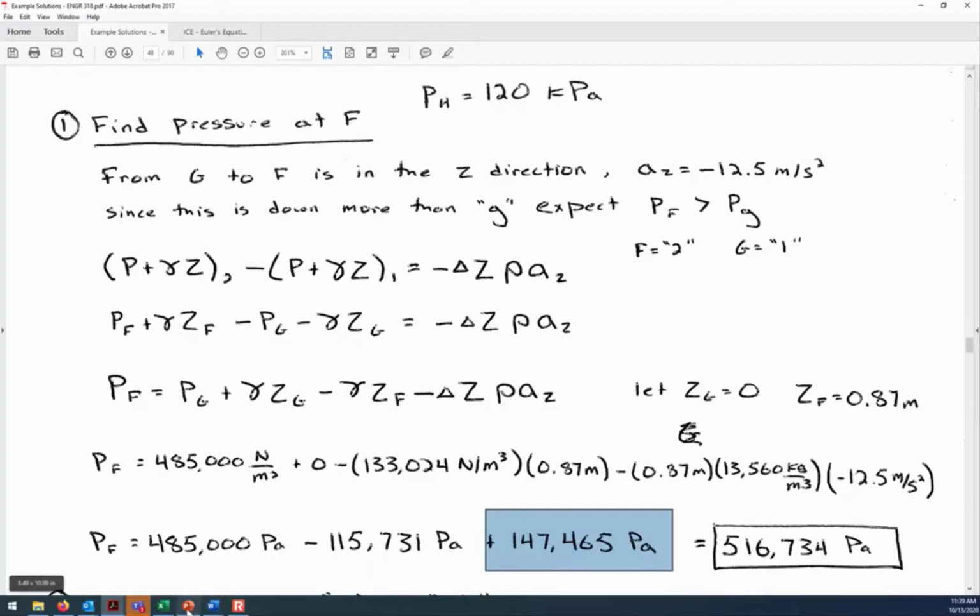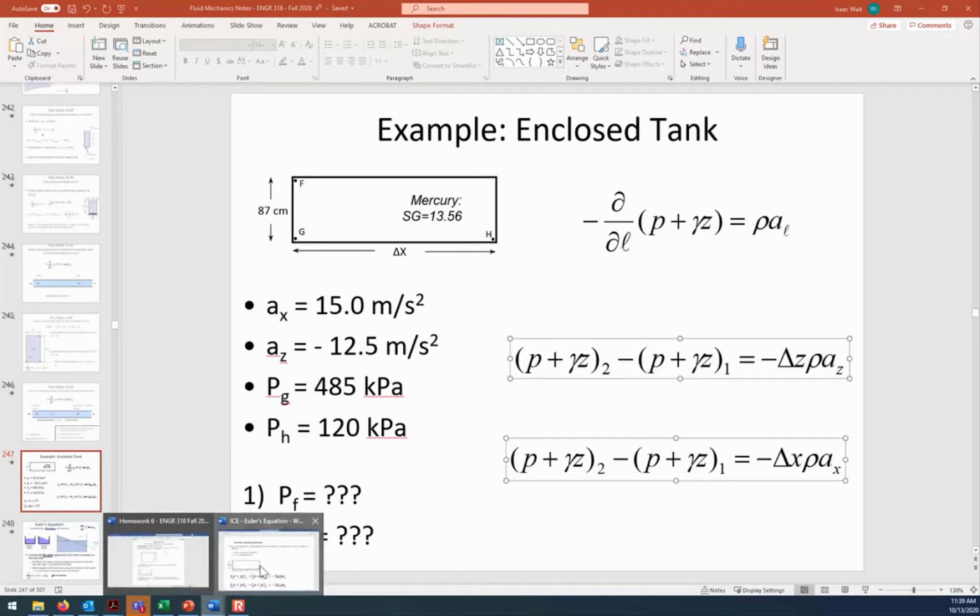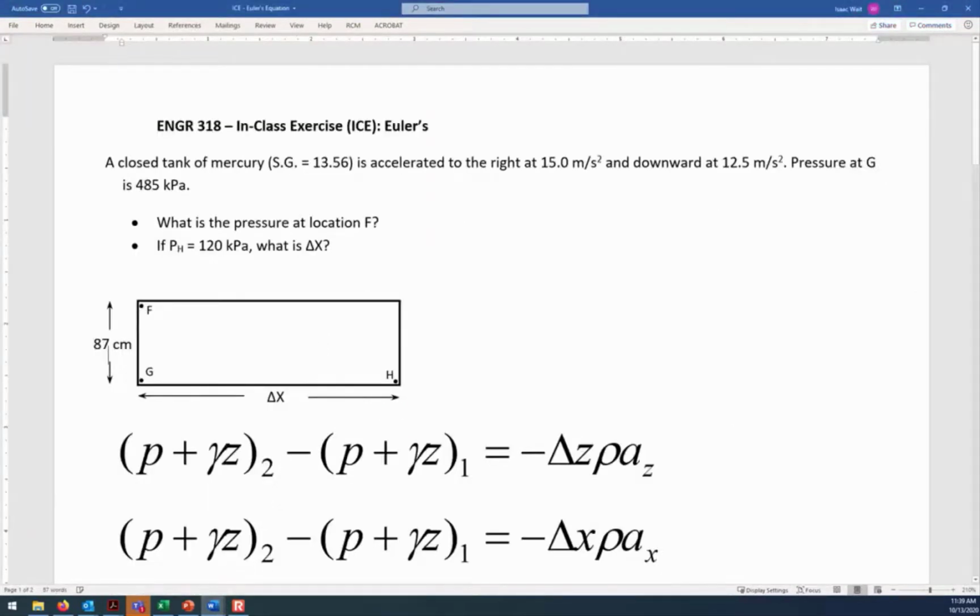Okay, so now we have completed the analysis of acceleration in the vertical. That was talking about what happens between F and G. Now we ignore what's going on in the vertical, and we're going to apply the same analysis in the horizontal. So now just look at the acceleration in x is 15 meters per second squared. So here's our equation, and you're solving for the unknown delta x. Everything else is given. We know the pressure at H, we know the pressure at G, we know the elevation of both of those locations, and so in the second Euler's equation, in the x direction, the only unknown is delta x. So find out how far apart they are.